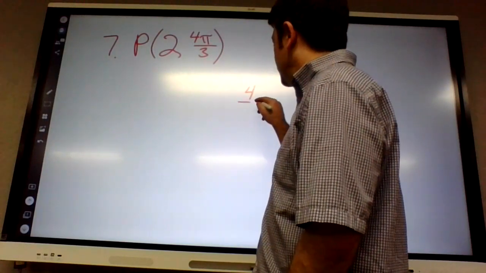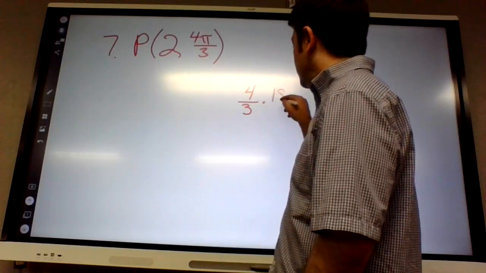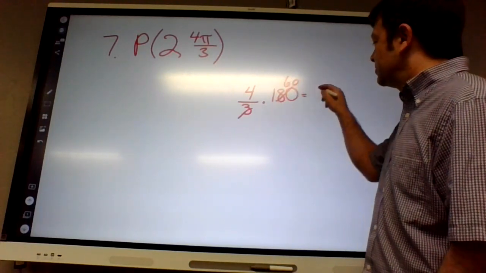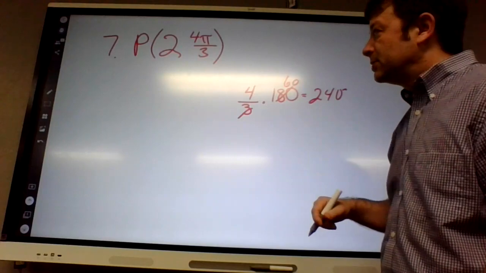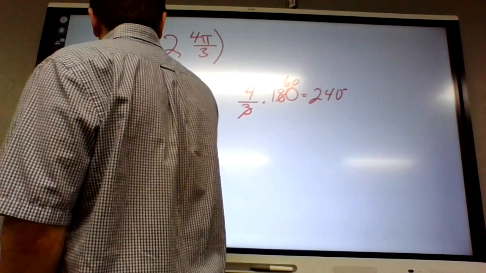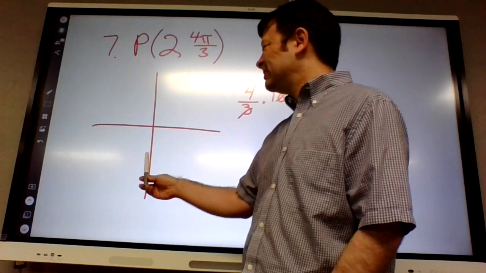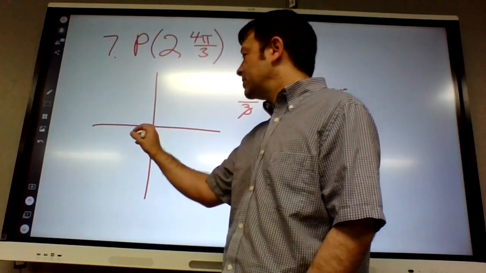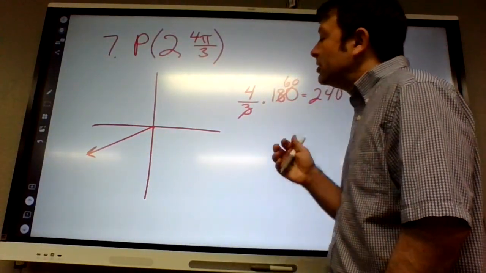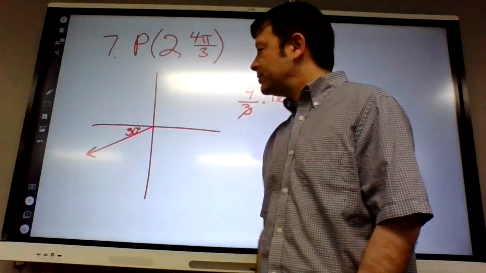How many degrees was pi worth? 180. Yes. So if you multiply by 4/3, you get 240. You could change your calculator to radians, but it's probably easier just to turn it into degrees. So where's 240 at? Well, down here is 180. Here's 270, so 240 is kind of off in that direction.